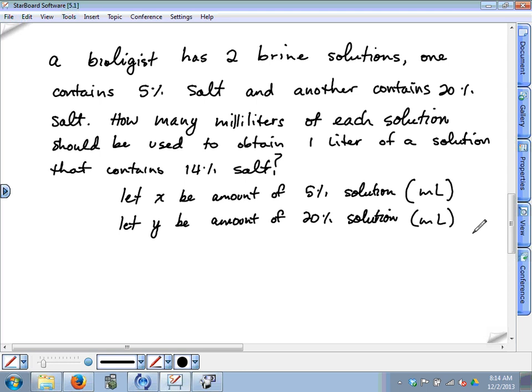And this is what they really ought to be. X should be the amount of the 5% solution. Y should be the amount of the 20% solution. And since we have two unknowns, we need two different equations to solve for them. So we need to come up with two different equations that relate X and Y. Both equations have to have both X and Y. It wouldn't make any sense to have one equation with just X and one equation with just Y. That wouldn't help at all.